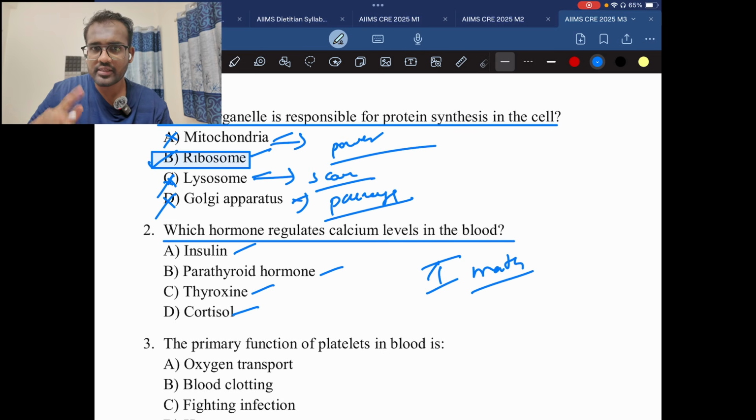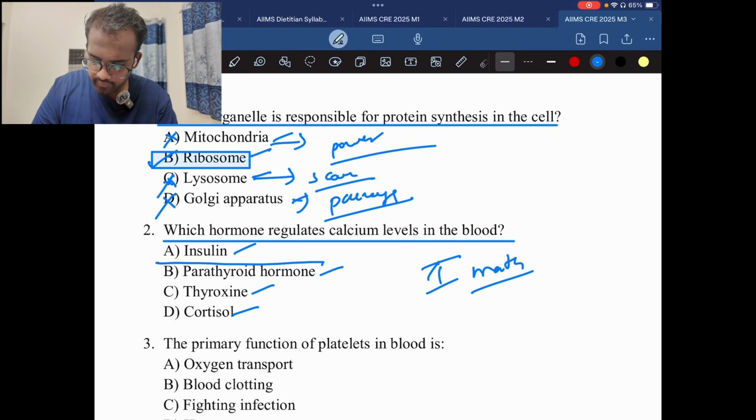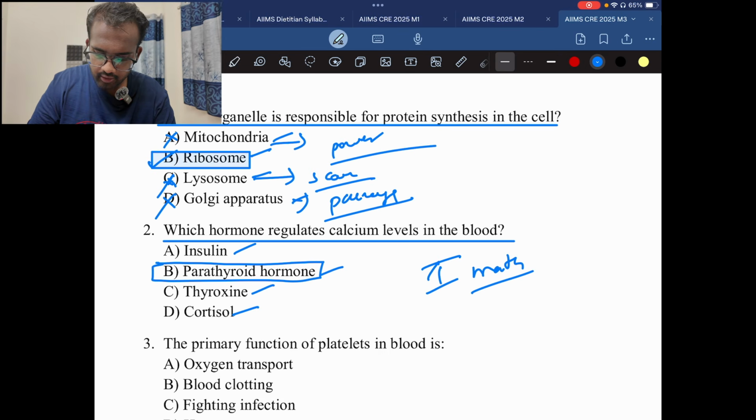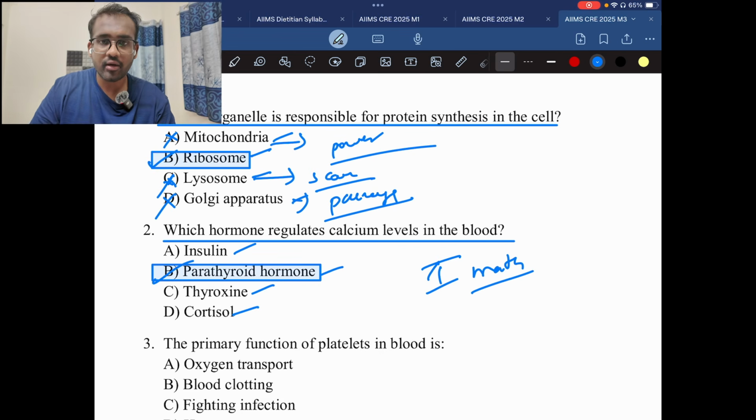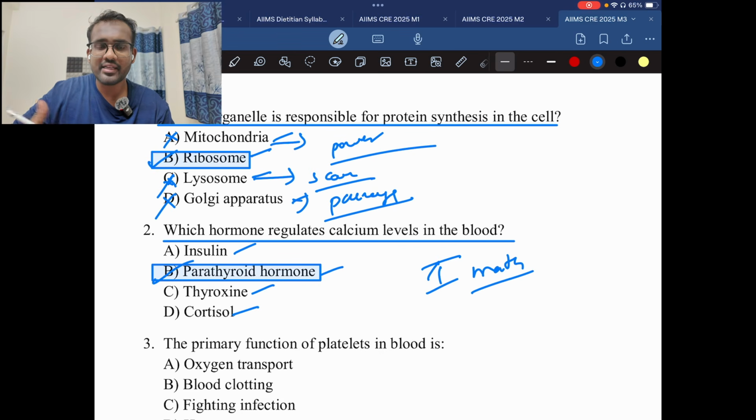See, whenever there is calcium or vitamin D regulation, there will always be a hormone involved, that is called parathyroid hormone, which is released by the parathyroid gland. If these parathyroid hormones detect low calcium levels in the body, they trigger the kidneys to produce a lot of vitamin D.